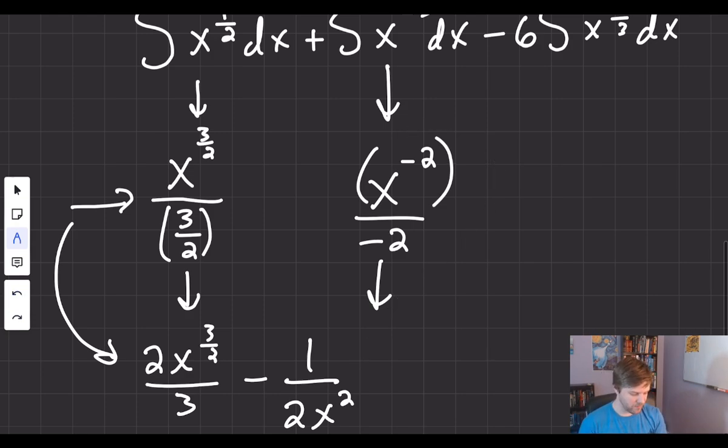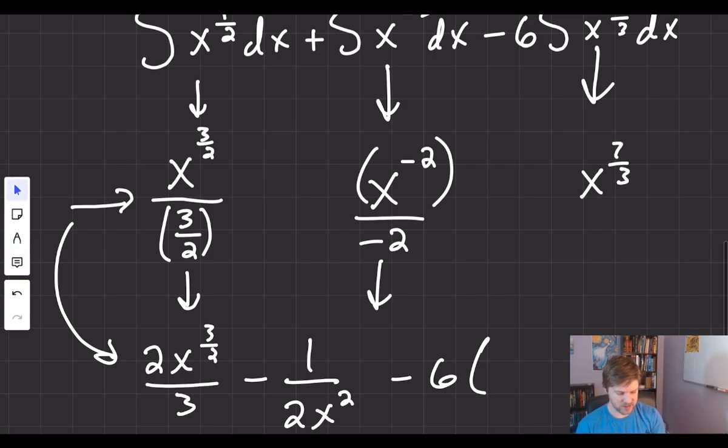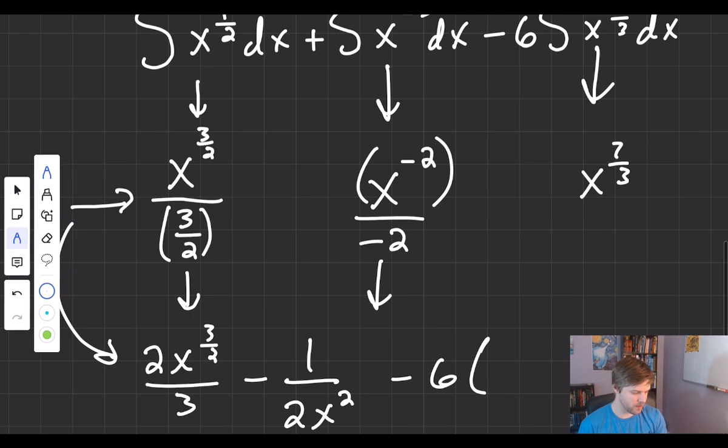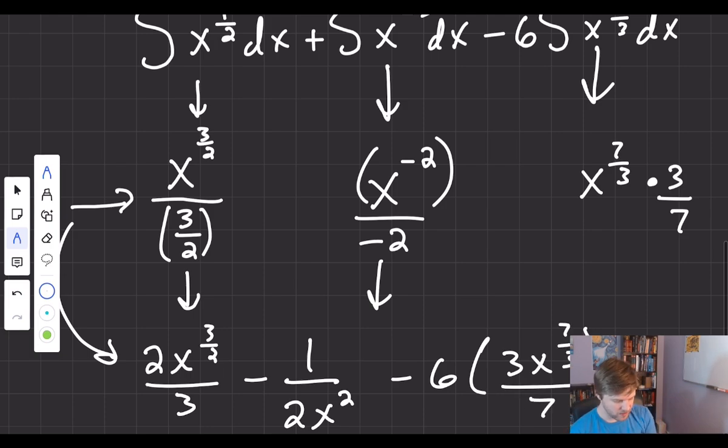And now we have -6 times whatever this becomes. So we increase it by 1, so we're adding 3/3 to 4/3. So that becomes x to the 7/3. And then remember, I'm going to multiply by the reciprocal because that's the same as dividing by the fraction. So I'm going to multiply by 3/7. So this becomes 3x to the 7/3 divided by 7. And then plus c. Now let's rewrite it, clean it up a little bit.